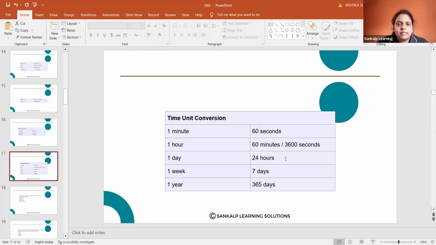Then 1 day is equal to, we know that it is 24 hours, and 1 week consists of 7 days, 1 year consists of 365 days.